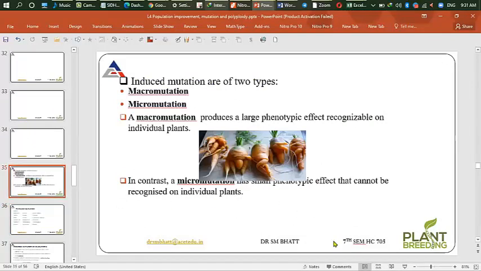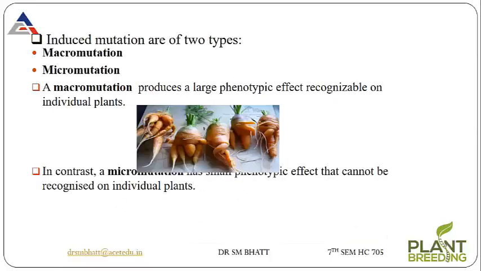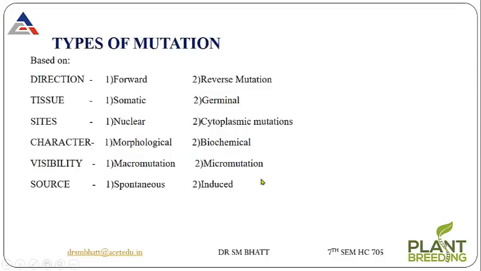Induced mutations are of two types: macro mutation and micro mutation. Macro mutation has a large phenotypic effect recognizable on an individual plant. In contrast, micro mutation has a small phenotypic effect that cannot be recognized in an individual plant.